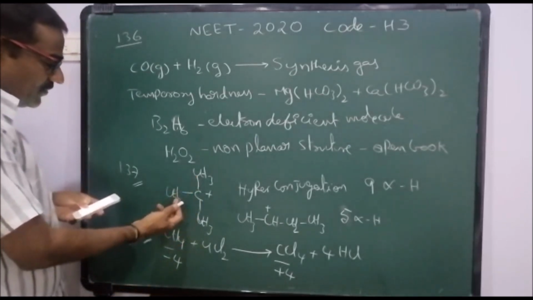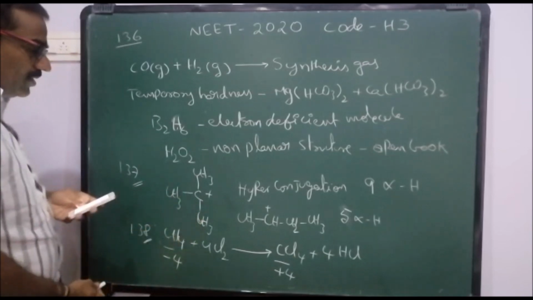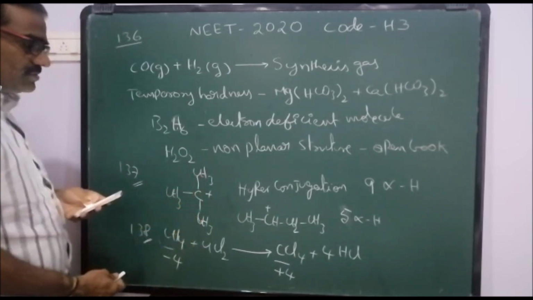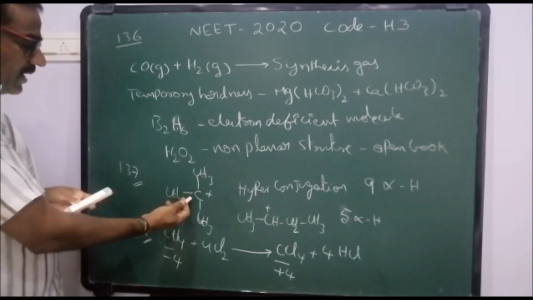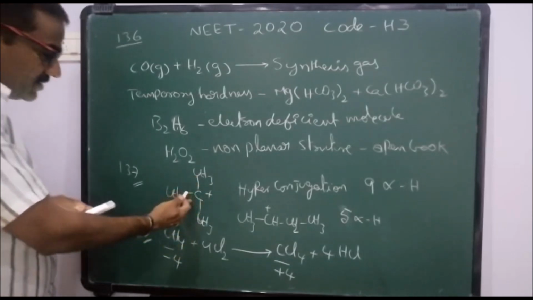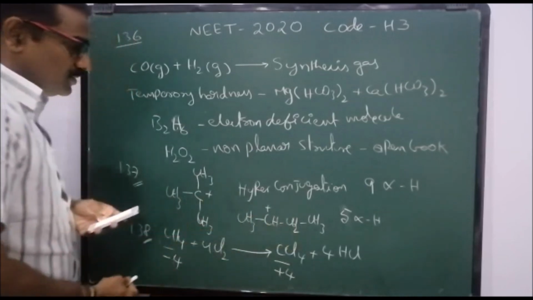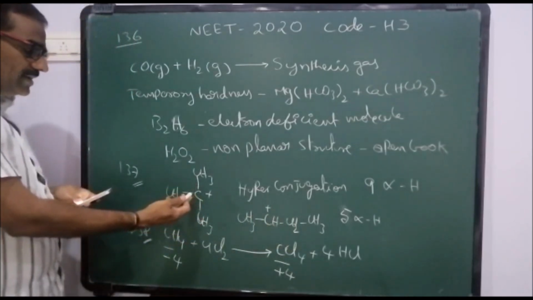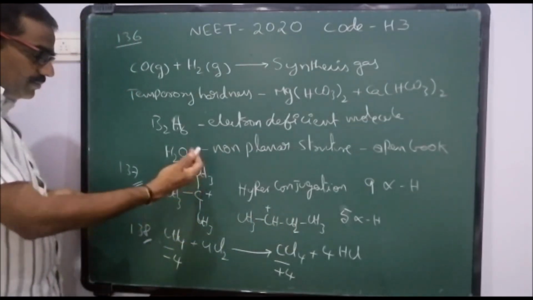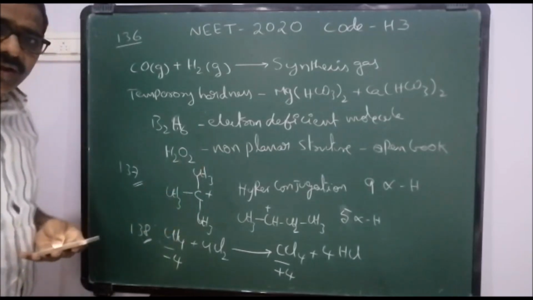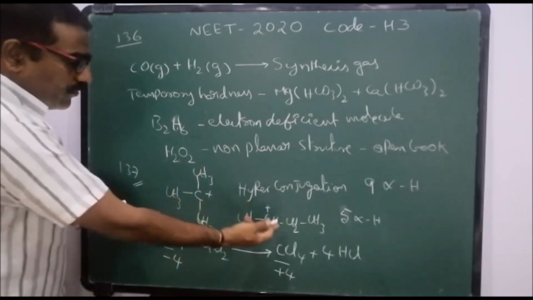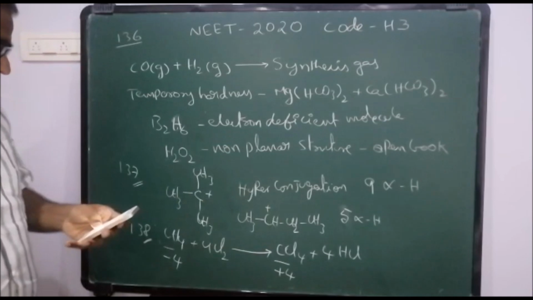In the case of the tertiary butyl carbocation, you have 9 alpha hydrogens, so you have 9 hyperconjugated structures. And in the secondary butyl carbocation, you have just 5 alpha hydrogens. So as the delocalization with reference to hyperconjugation is more in the tertiary butyl carbocation, it is more stable than the secondary butyl carbocation.